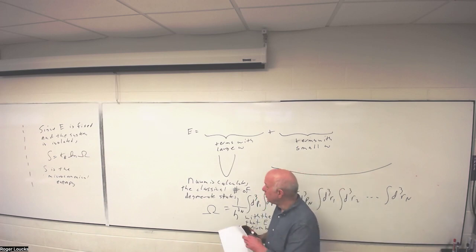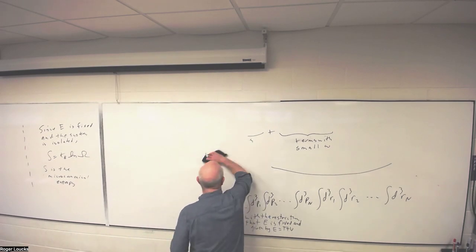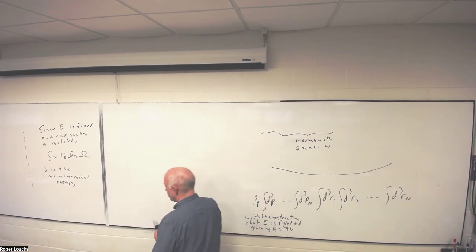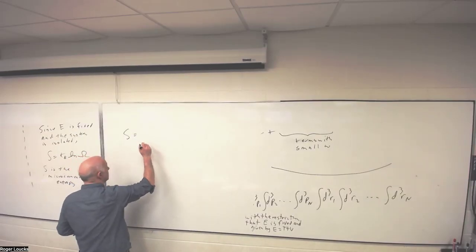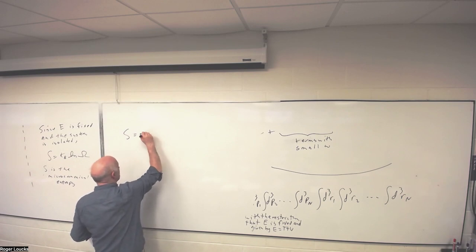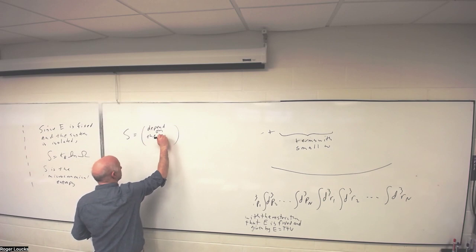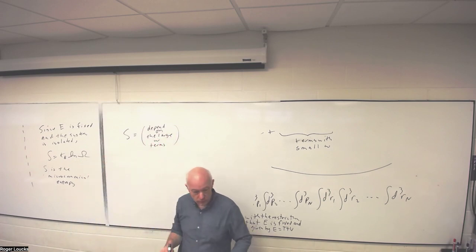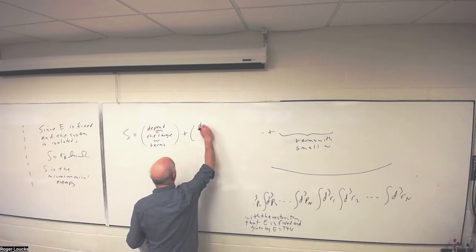Okay. Now, when he does that, it turns out that you get two big pieces here. The S here has two pieces. The first part is going to depend on the large omega terms, plus he's going to have a term here that depends on the small omega terms.